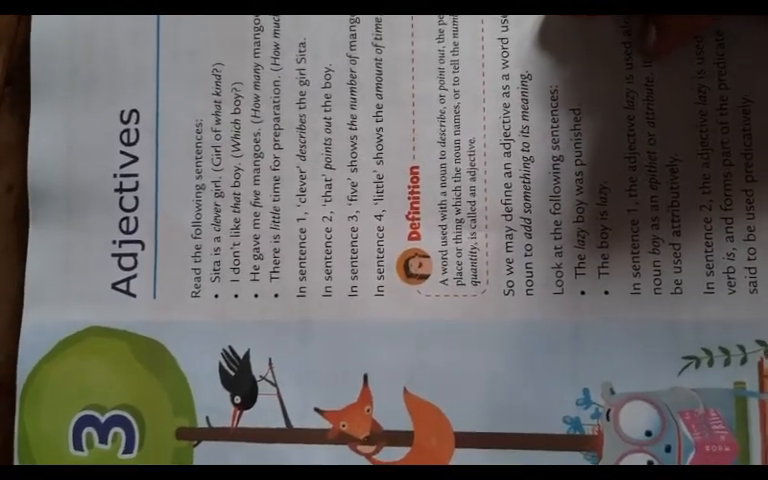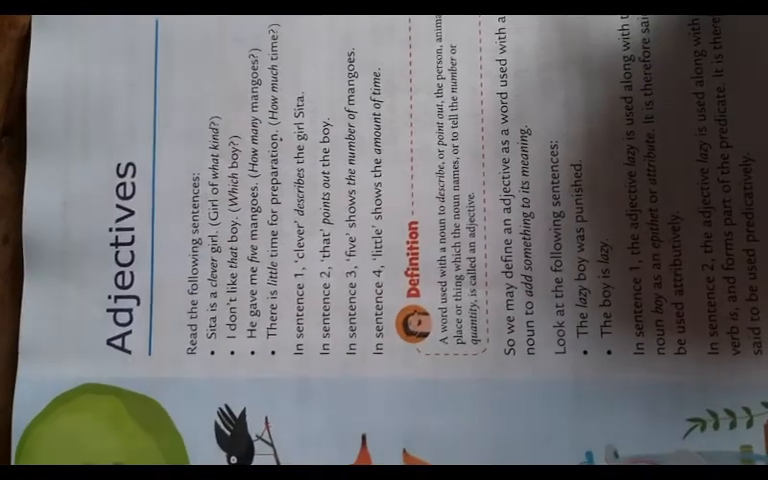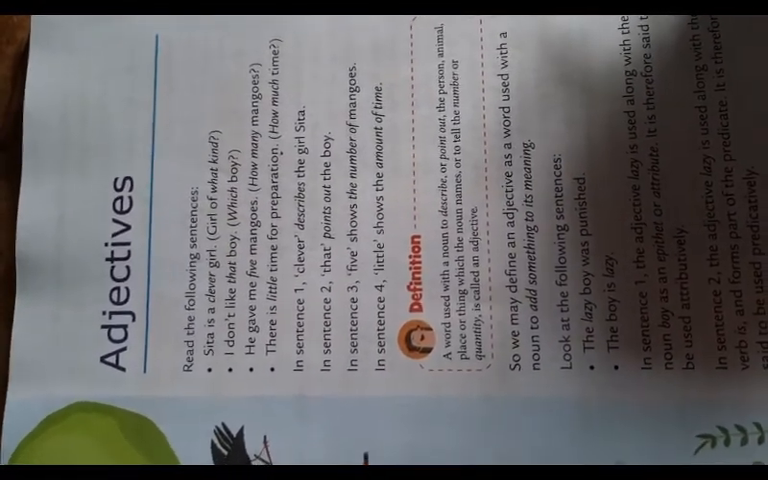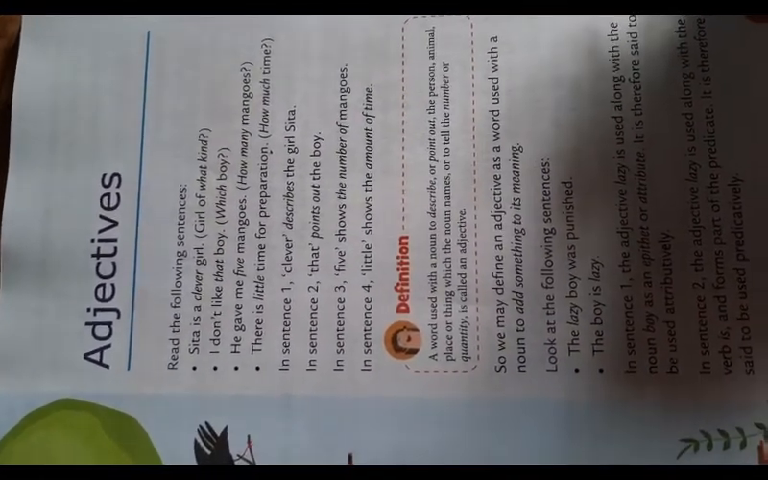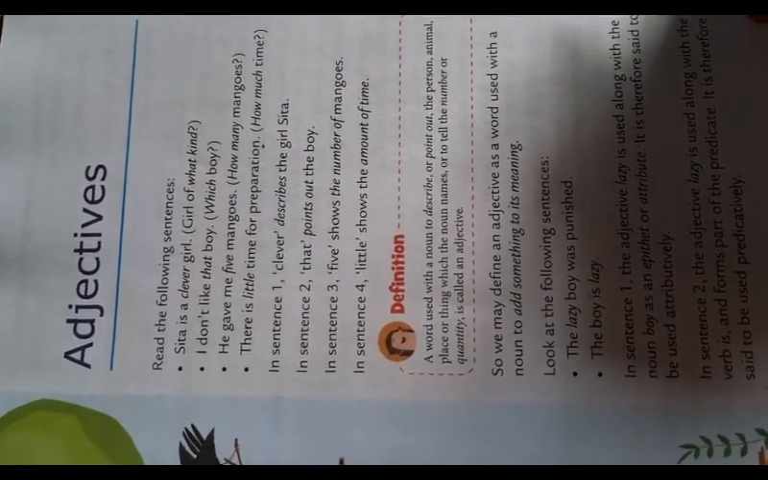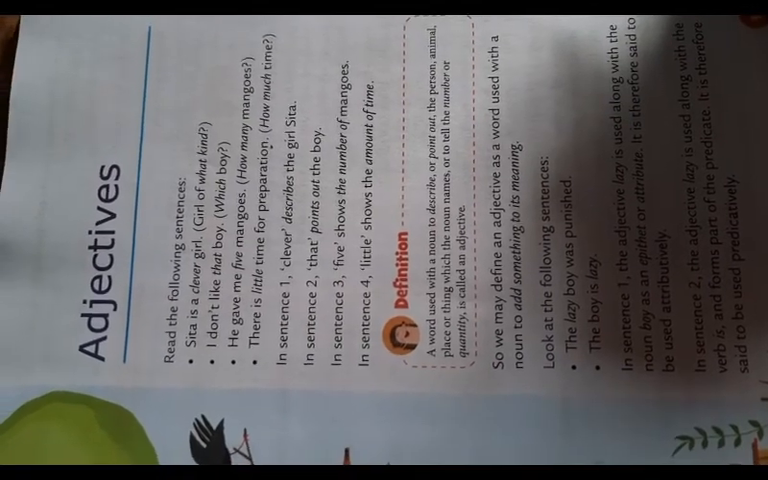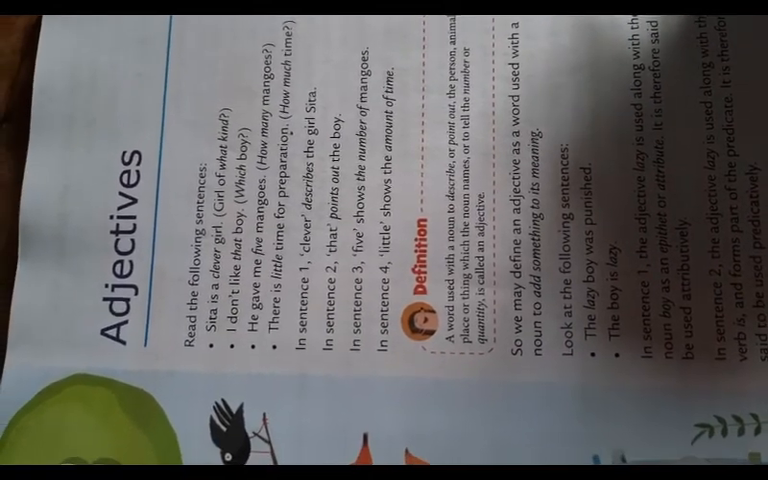Chapter number 3 of class 7, subject English 2: adjectives. Now, what are adjectives? A word used with a noun to describe or to point out the person, animal, place, or thing which the noun names, or to tell the number or quality is called an adjective.